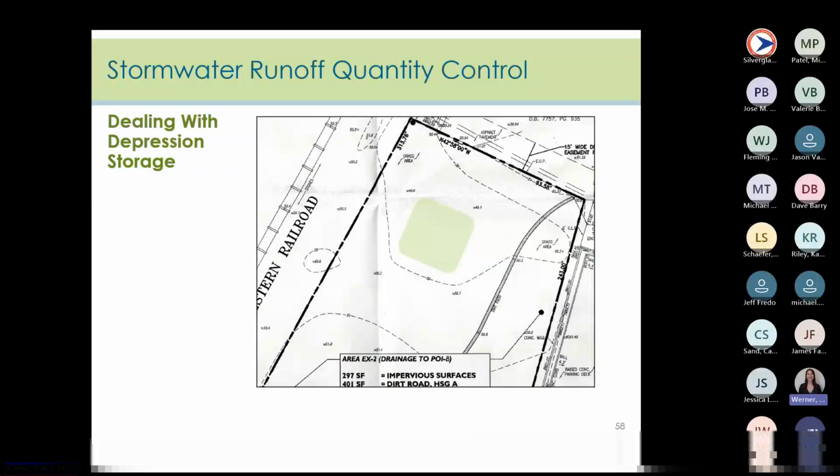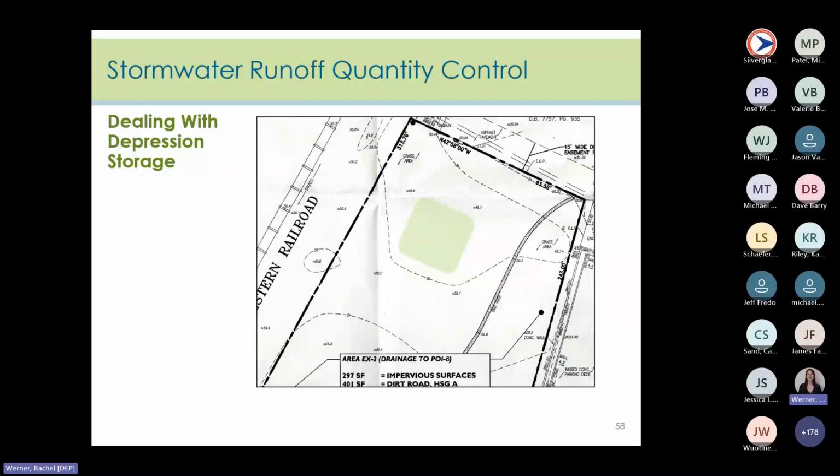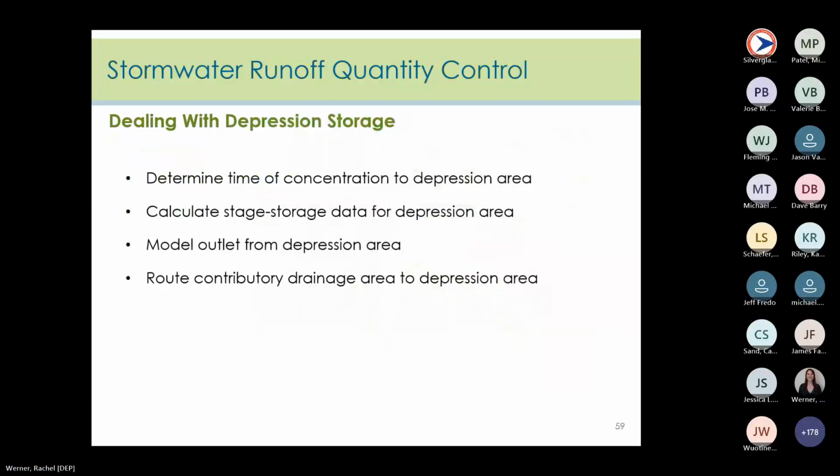Is there a random high point? Or like in this case, is there a random low point where ponding can occur? A site visit during a rain event is also helpful to determine if there are any depression storage areas.